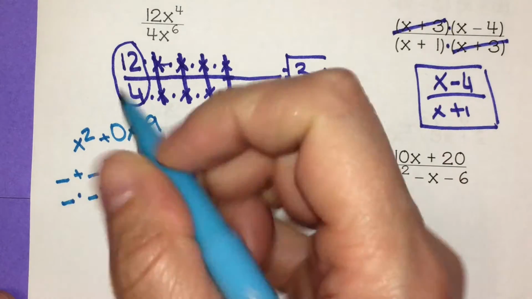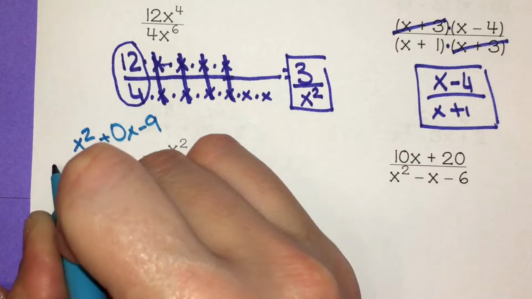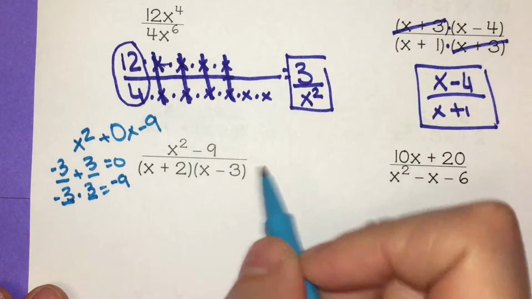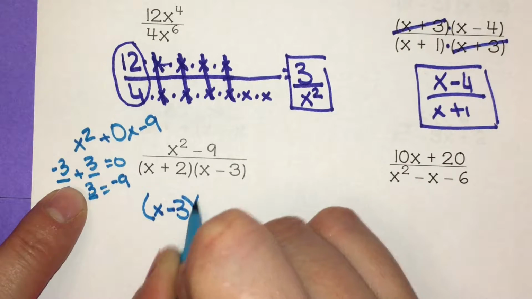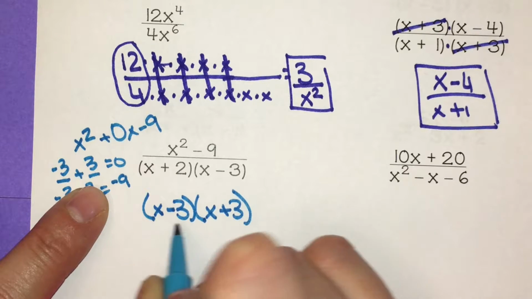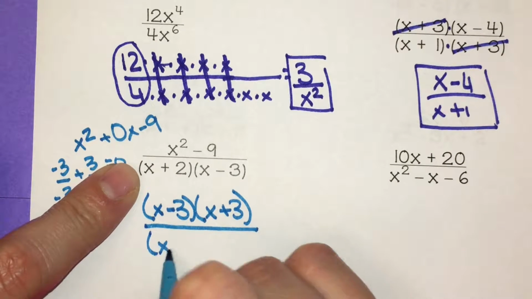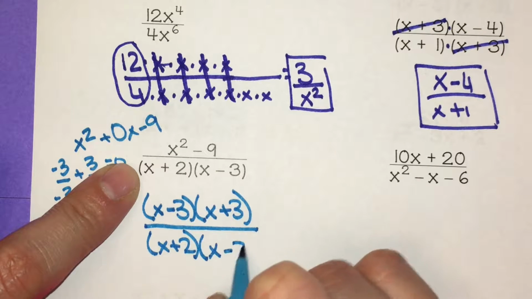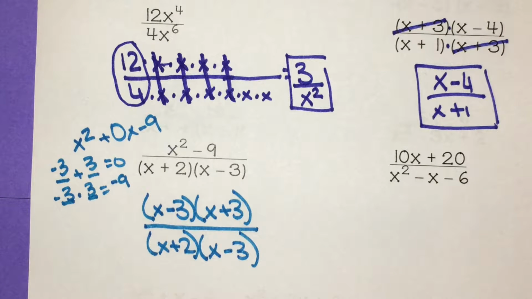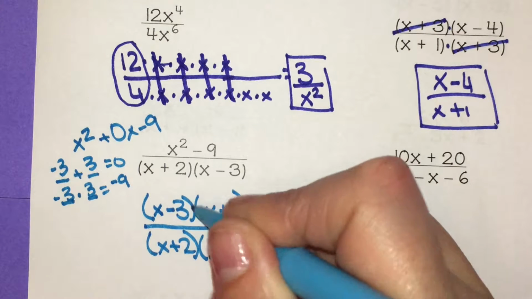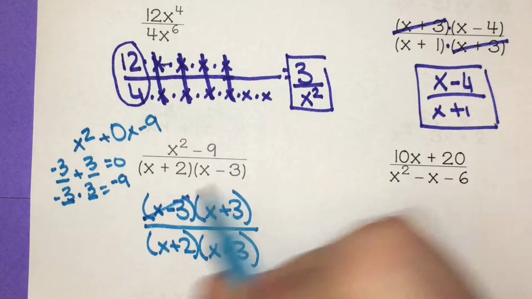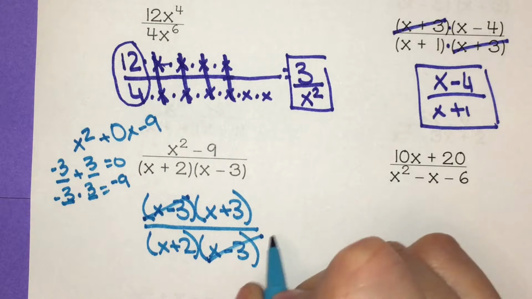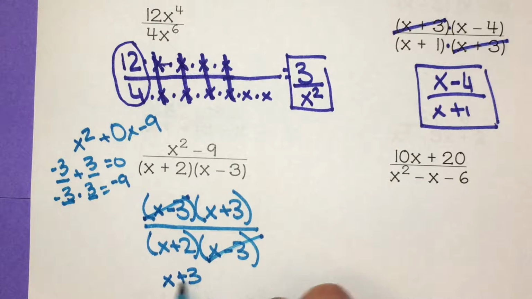So that means negative 3 and positive 3 is the only thing that's going to work. I'm just going to factor out the top. So this would factor to x minus 3 times x plus 3. And on bottom, we have x plus 2 times x minus 3. It's already factored for us. Now, because our binomials are multiplied together, if there's any that are the same on top and bottom, they cancel out. X minus 3 over x minus 3 is 1. So this gives me x plus 3 over x plus 2 as a final answer.